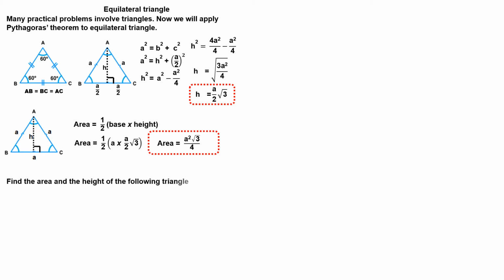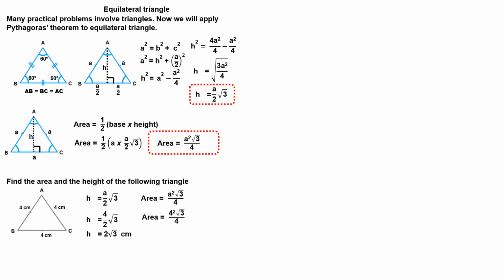Find the area and the height of the following triangle. Take the formula, substitute the value of one side and simplify. To find the area, take the formula and substitute the value of one side and simplify.